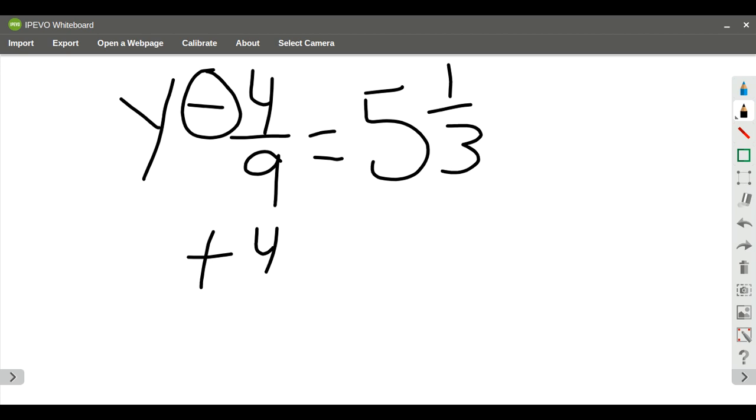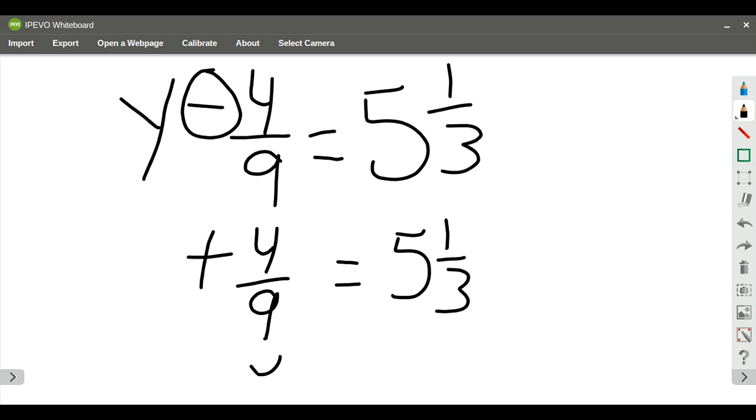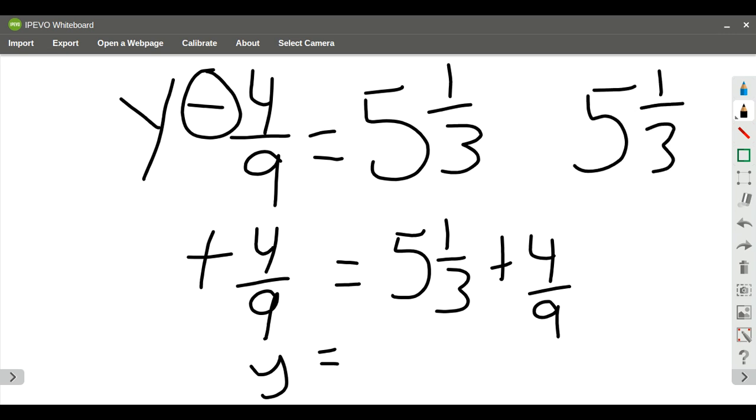So I'm going to add 4/9 to both sides, and I get 5 and 1/3. So y is going to equal 5 and 1/3 added to 4/9. I'm going to do my work off to the side and just set it up vertically, because it makes it easier when I need to make equivalent decimals or equivalent fractions, which I do.